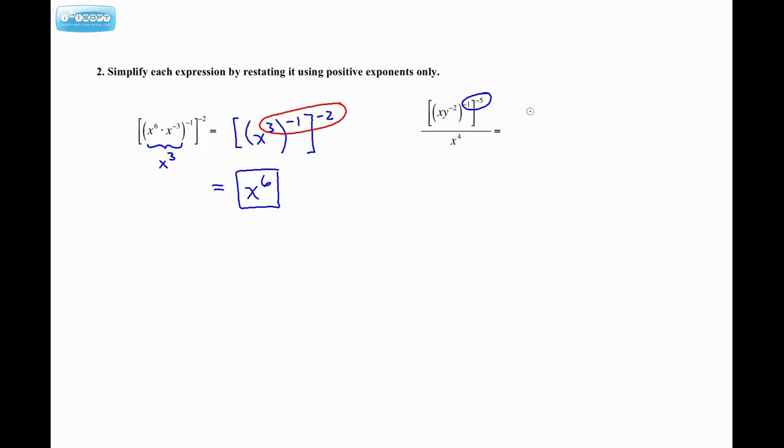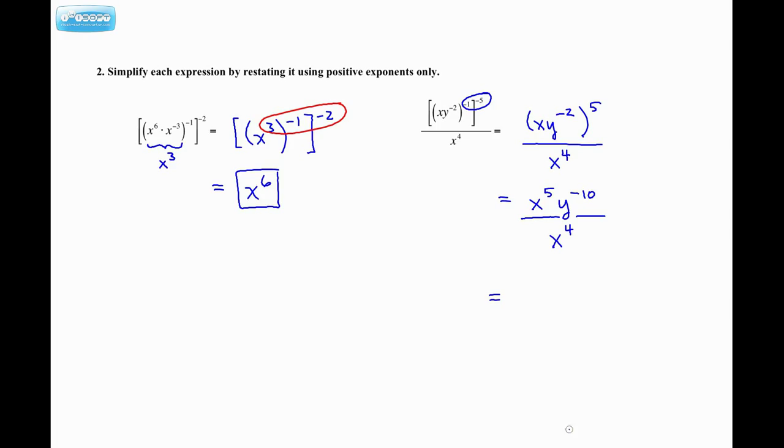Okay, so this is going to give me xy to the minus 2. So I haven't touched that inside yet, but this will become positive 5 because negative 1 times negative 5 is positive 5. Still over x to the 4th. Now, everything in here is being raised to the power of 5. The x and the y to the negative 2. So this becomes x to the 5th, and then this becomes y to the negative 10 over x to the 4th. Okay.